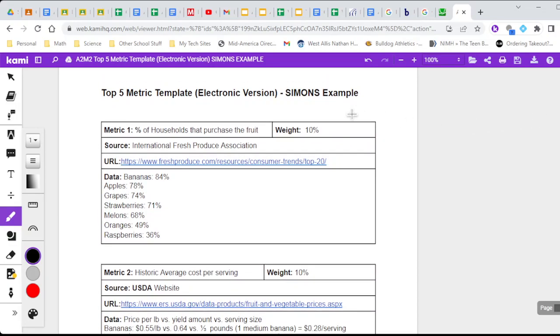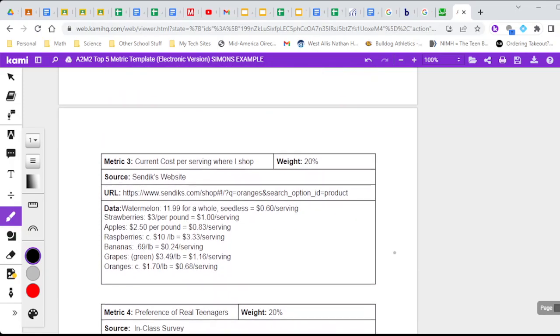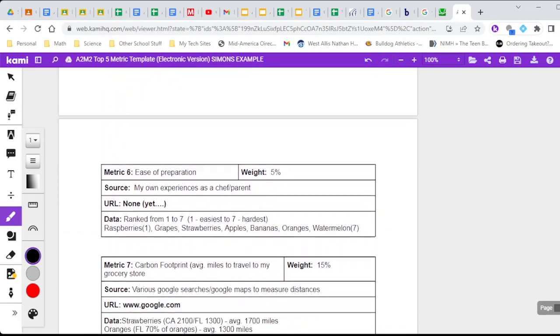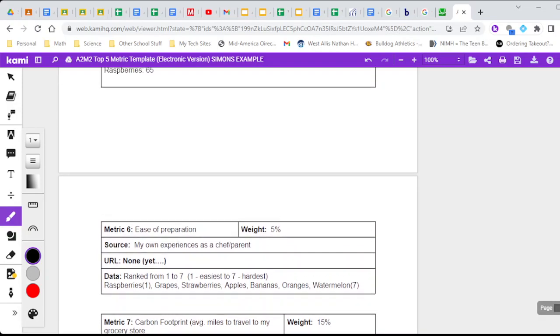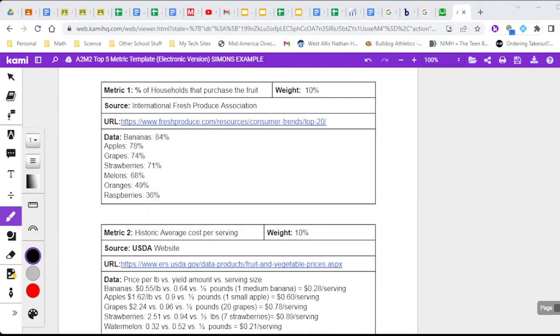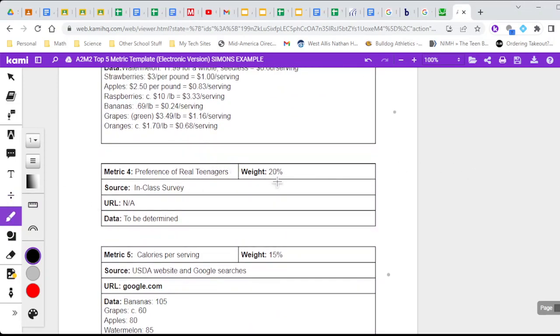And so what you want to do is figure out of 100%, how much weight, in other words, how much importance do you want to give each category. So I've got 7 different metrics, right? I've got percent of households that purchase the fruit, historic average cost per serving, current cost per serving, preference of real teenagers, calories per serving, ease of preparation, and carbon footprint. And so what I had to do was say, okay, what are the things that are really important to me? And the thing that I found most important to me was this preference of real teenagers.